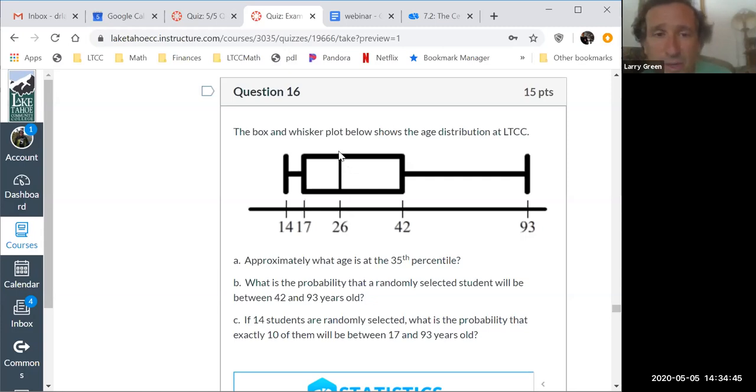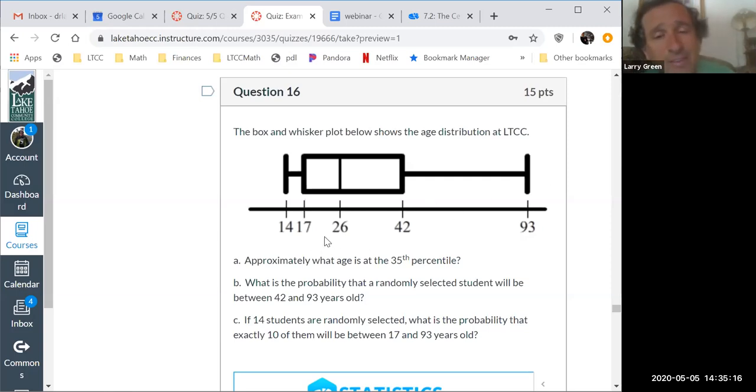What percentile is a 26-year-old? That's not supposed to be too hard, by the way. Just reading a box plot. Yeah, that's the 50th percentile. And by the way, we want the 35th percentile, so 26 years old is too old. 17 years old is not old enough. So I would accept any number in between that's greater than 17 and less than 26.